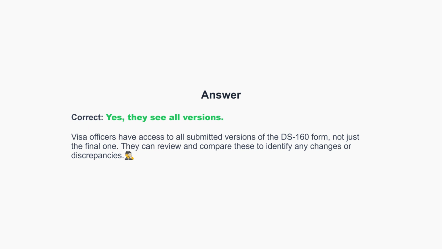The correct answer is yes, they see all versions. Visa officers have access to all submitted versions of the DS-160 form, not just the final one. They can review and compare these to identify any changes or discrepancies.